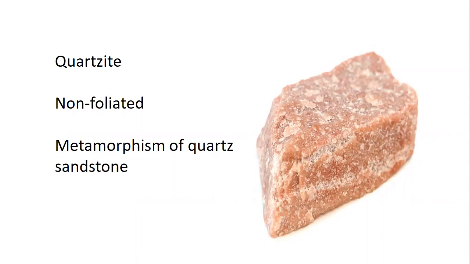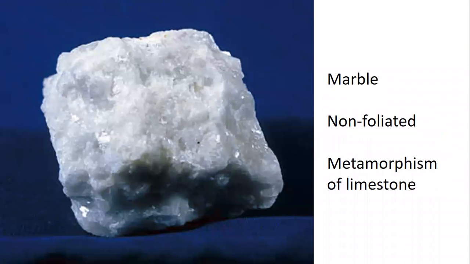Quartzite is non-foliated, and it's a metamorphism of quartz sandstone. So again, coming from what type of rock originally? Yes, sedimentary rock. This is marble. It is non-foliated, and it is a metamorphism of limestone. So limestone under heat and pressure becomes marble.